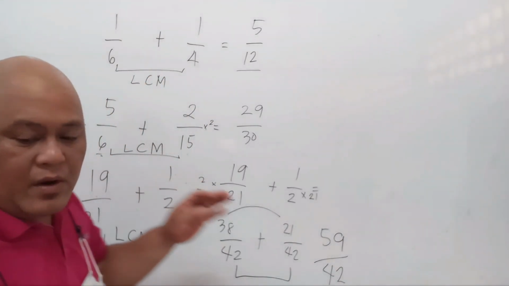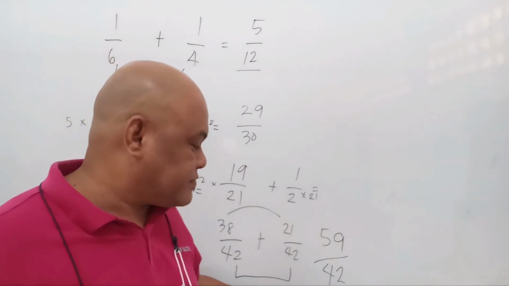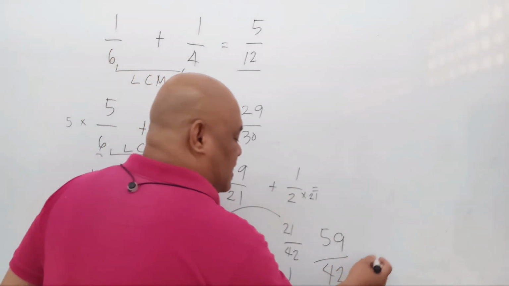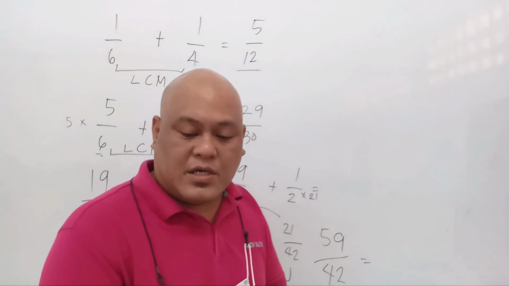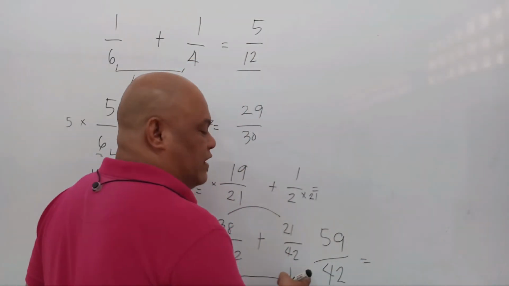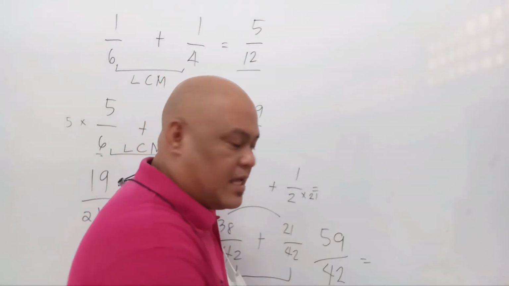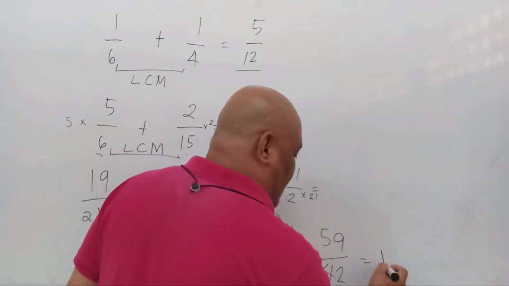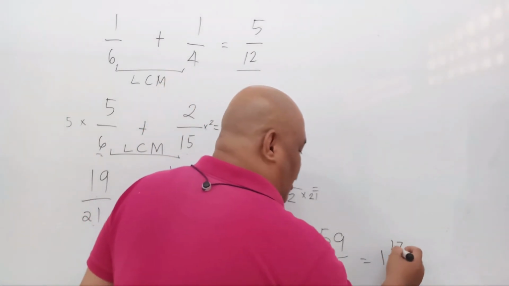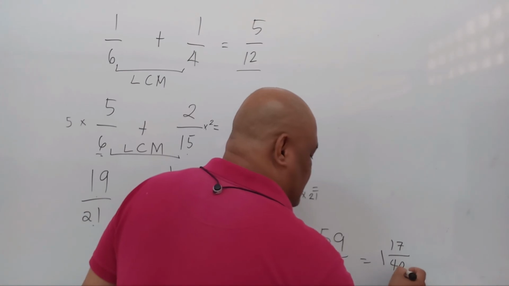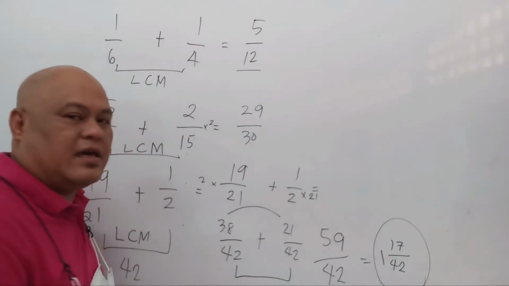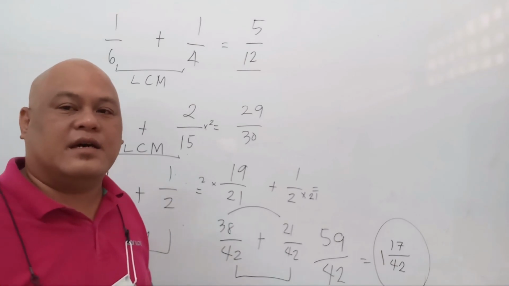So 59 over 42. And our fraction is an improper fraction. So you have to make it a mixed number. So what you will do is, you have to convert this to a mixed number. So this one is 1 and 17 over 42. And the answer is this one. Okay? I hope you understand.